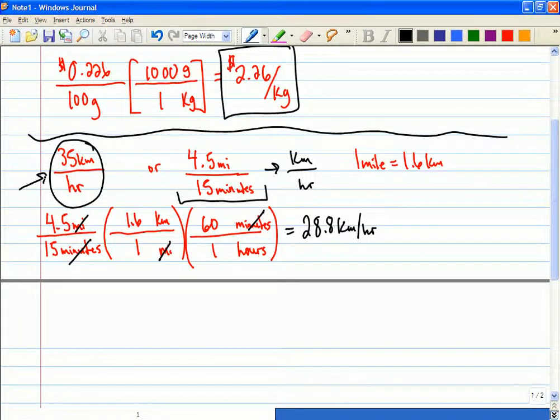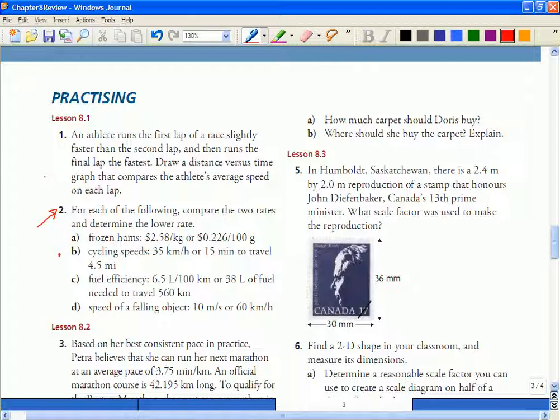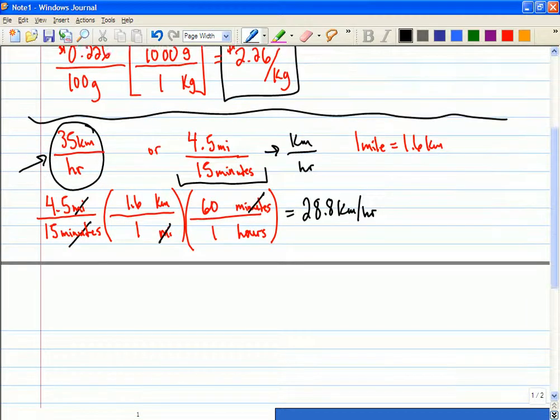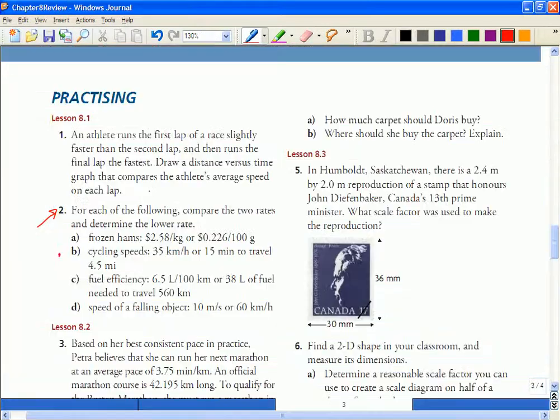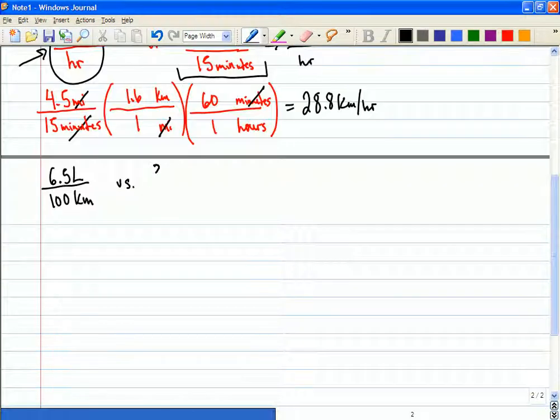Okay, let's go back and we'll try another one here. This time it says we have fuel efficiency of 6.5 liters per 100 kilometers, or 38 liters travels 560 kilometers. So I'll write those two on the other sheet. We're looking at 6.5 liters for 100 kilometers. And we're going to compare it to 38 liters of fuel in 560.